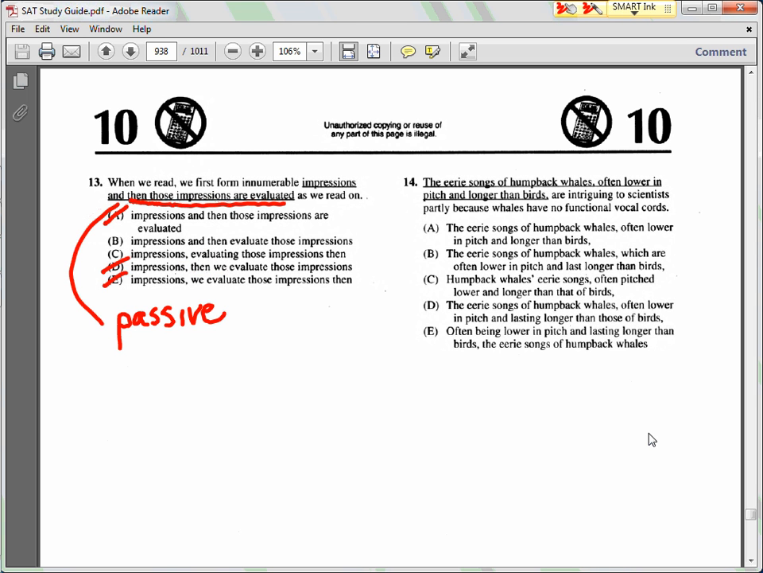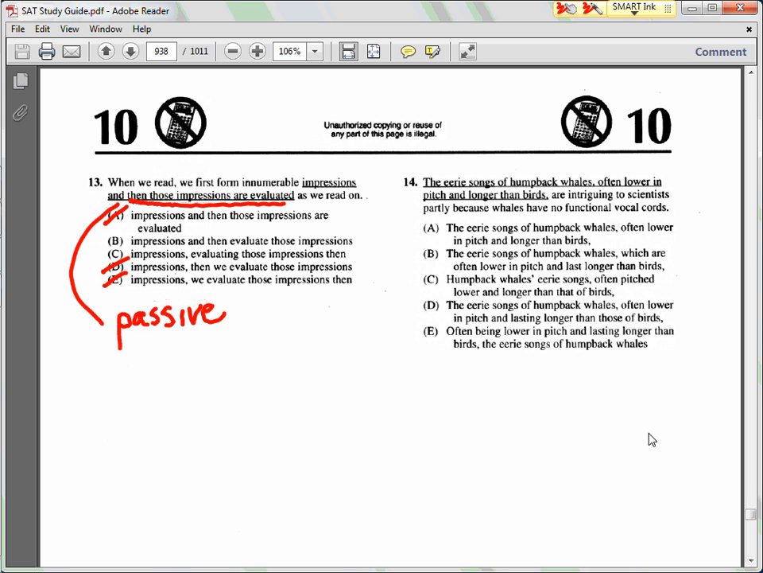Let's read E. When we read, we first form innumerable impressions. We evaluate those impressions then as we read on. So it's the same problem. We have the subject and the verb. So we have a complete thought, and there's just a comma before it, which is not sufficient according to our grammar rules. So now we just have it down to B and C.